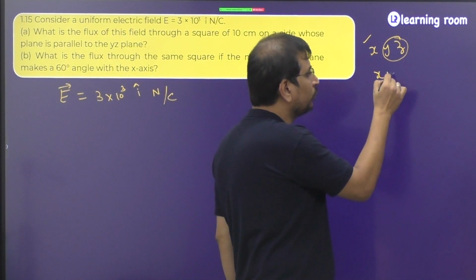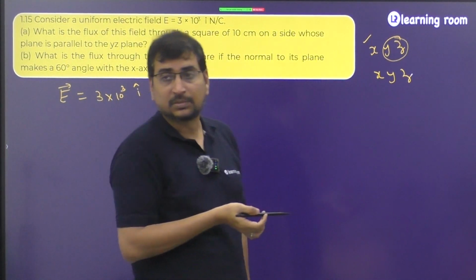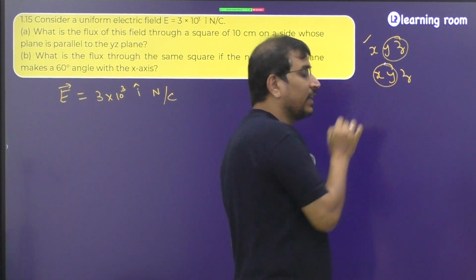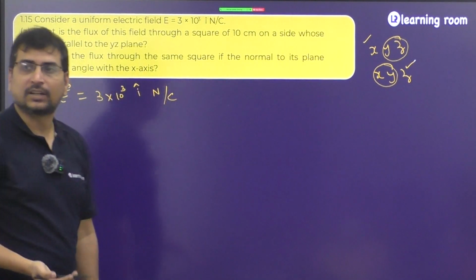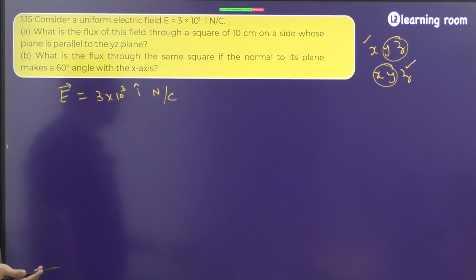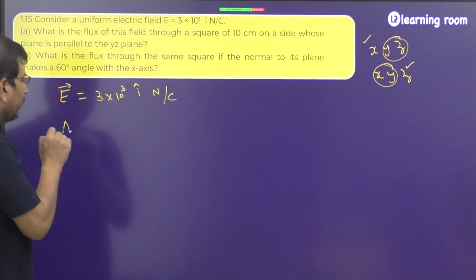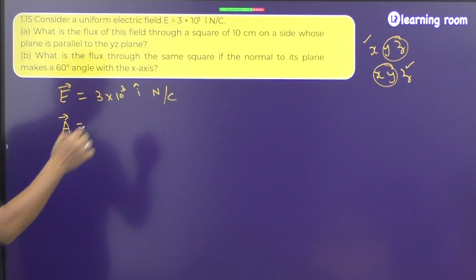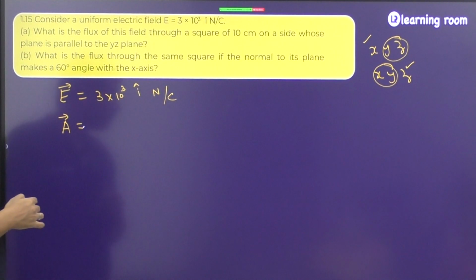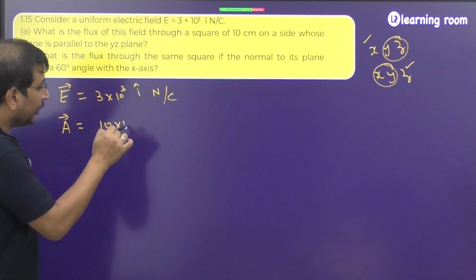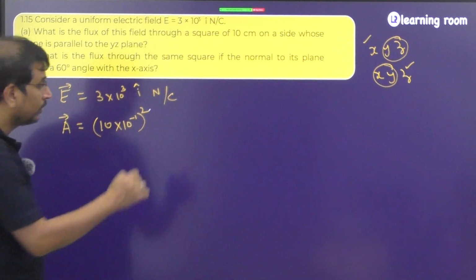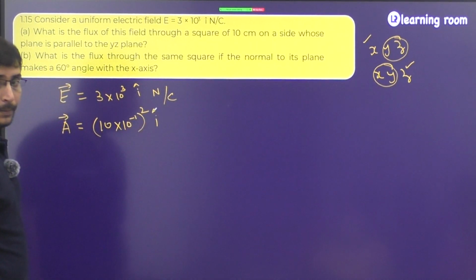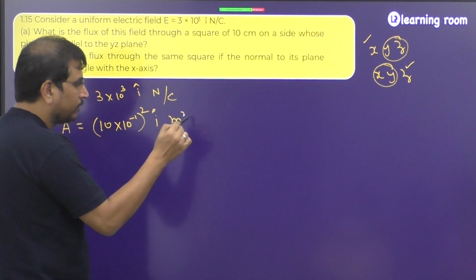So suppose the question says something is parallel to the xy plane, then its area vector will be in the z direction. So in this problem, what is happening? The area vector is going to be equal to, the side is 10 centimeter, so it is going to be 10 into 10 power minus 1, the whole square, i cap meter square.